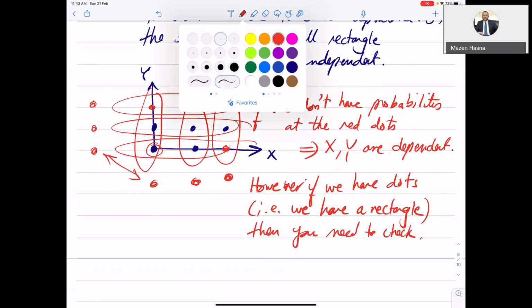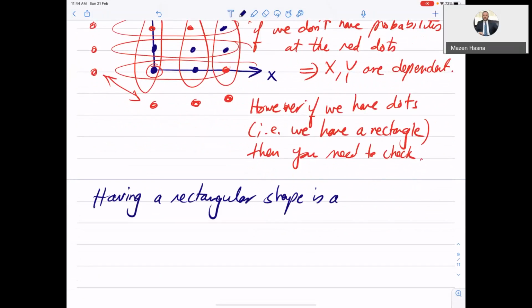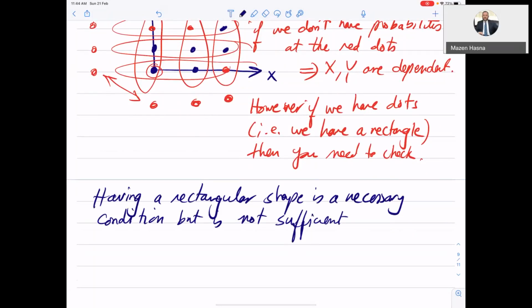So basically, having a rectangular shape is a necessary condition but is not sufficient for independence.